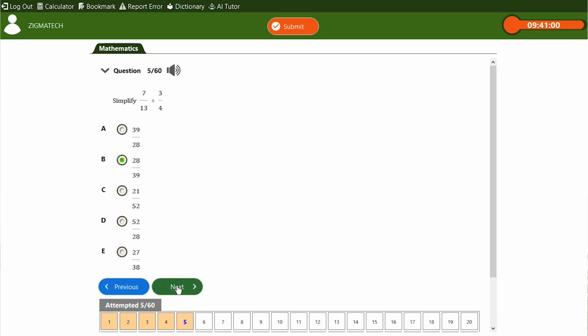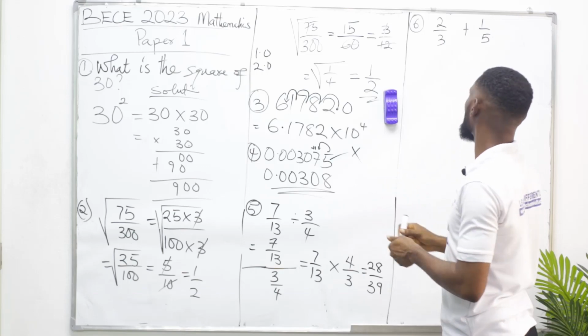All right, so let's go to the 6th question. Simplify 2 over 3 plus 1 over 5. That is the 6th question. This is addition of fractions, okay?